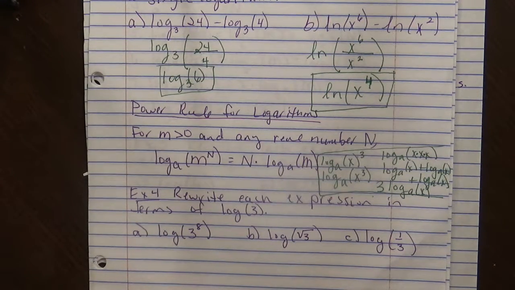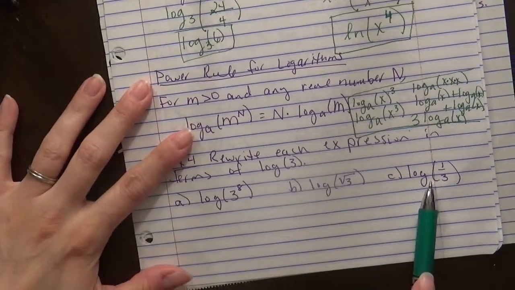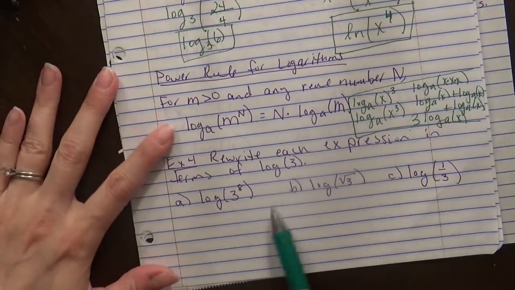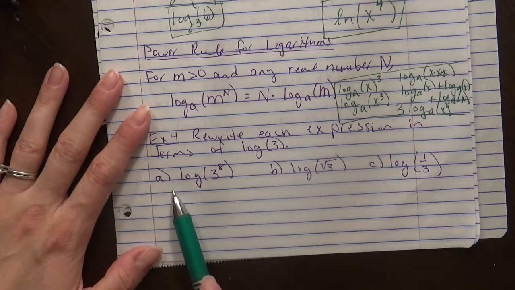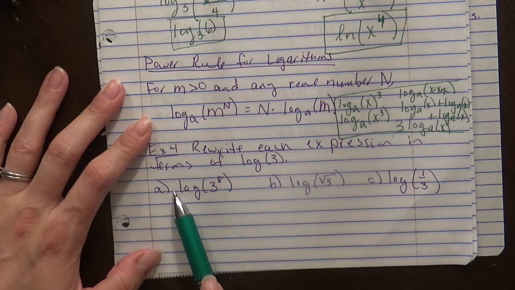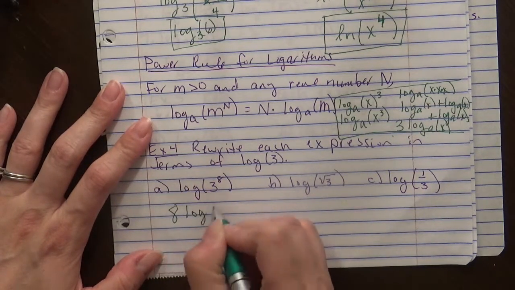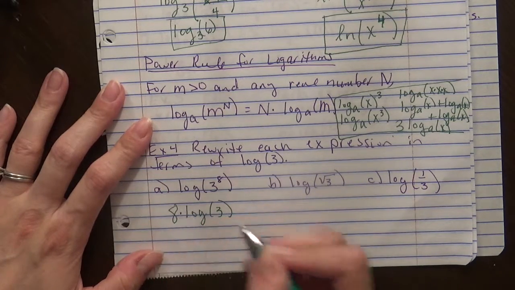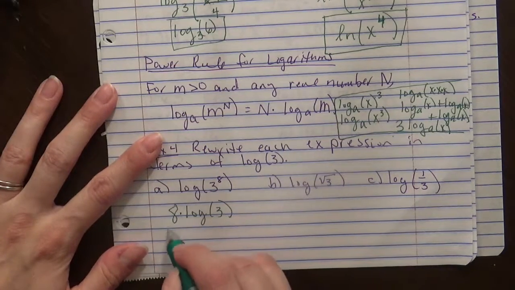Example 4 says, rewrite each expression in terms of log of 3. So that's asking us to write each of these so that we've got log of 3 in our answer. In part A, I can use my power rule to bring my 8 from the exponent to the front as a coefficient. So I can write it as 8 times log of 3. And I've done what I was asked. This is writing it in terms of log of 3. This is 8 times log 3.